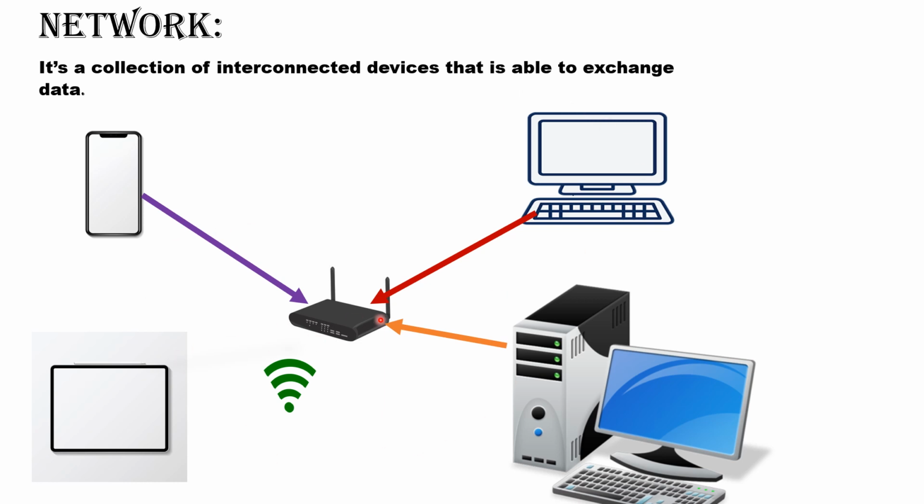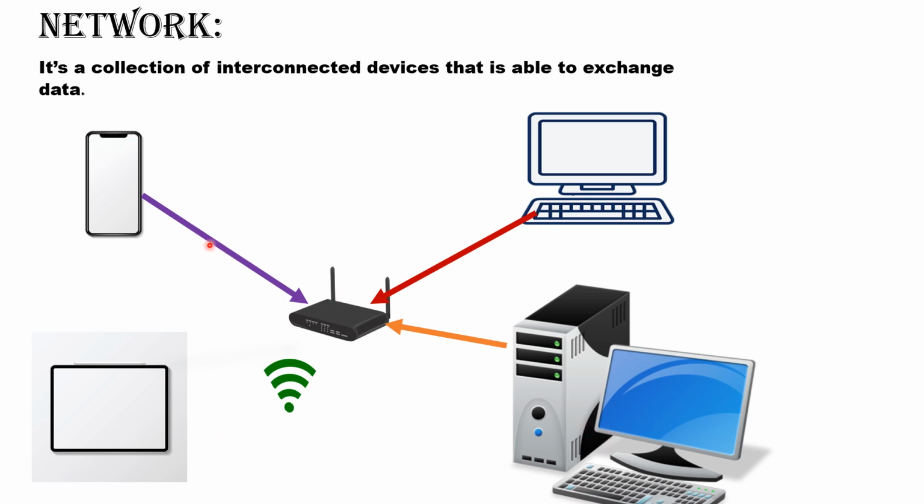In our tiny network diagram, there is a collection of interconnected devices, which is a phone, a laptop, a desktop, and a tablet. These devices are connected by a router and are able to share data among themselves, making them a network. The phone can share data easily with the laptop. The laptop can share data easily with the tablet. It can share data easily with the desktop.